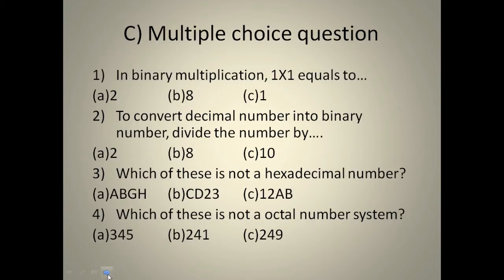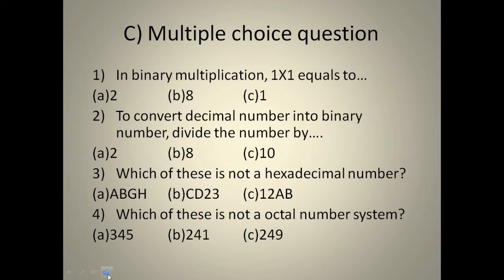The next exercise you have is a multiple choice question. That means each question has 3 options. 2 are wrong, 1 is correct. You have to take the correct answer. Number 1, in binary multiplication, 1 multiplied by 1 equals 2, 8 or 1. The correct answer you have to tick.